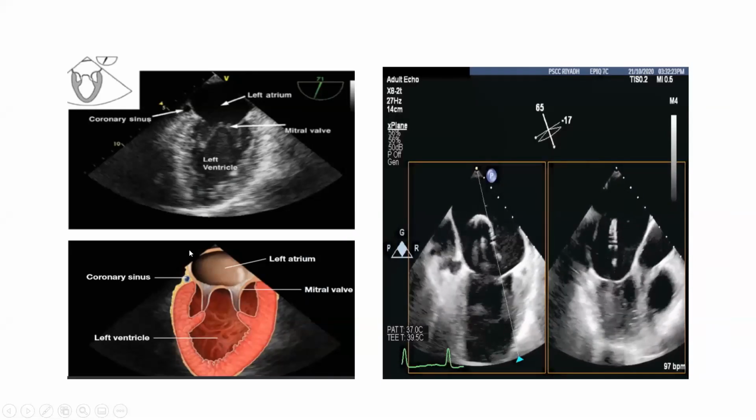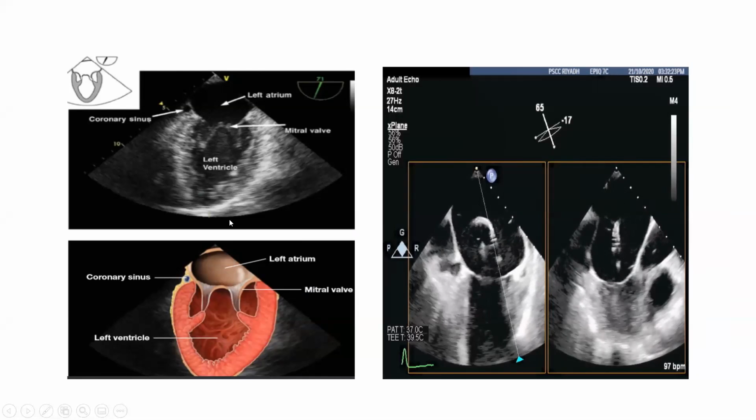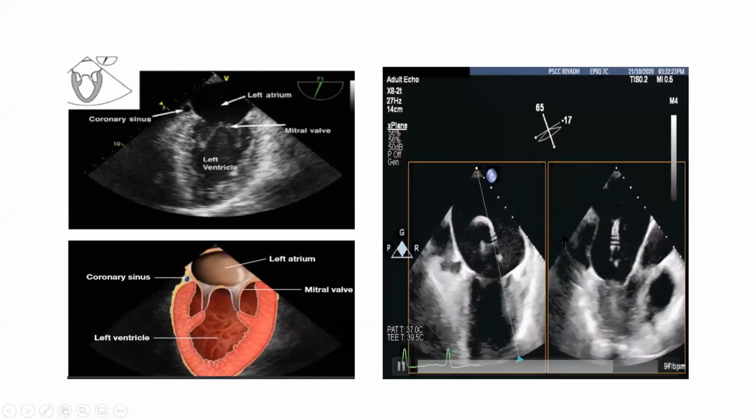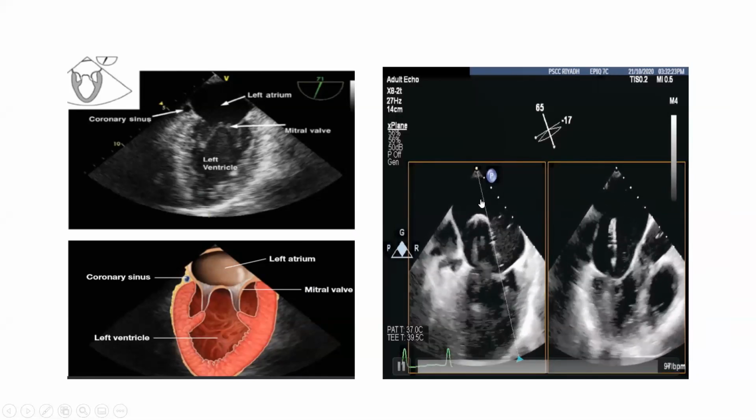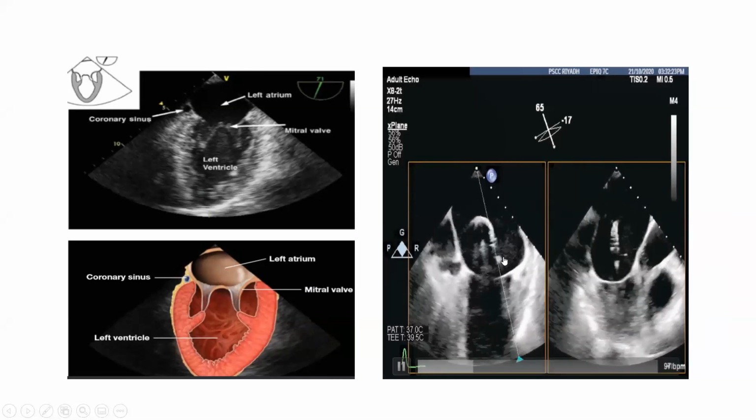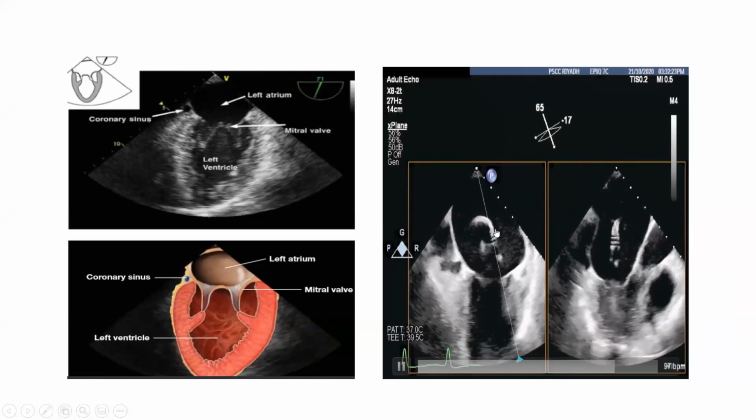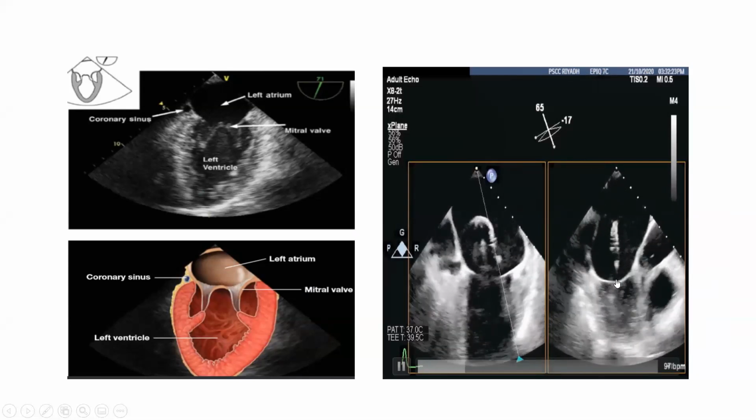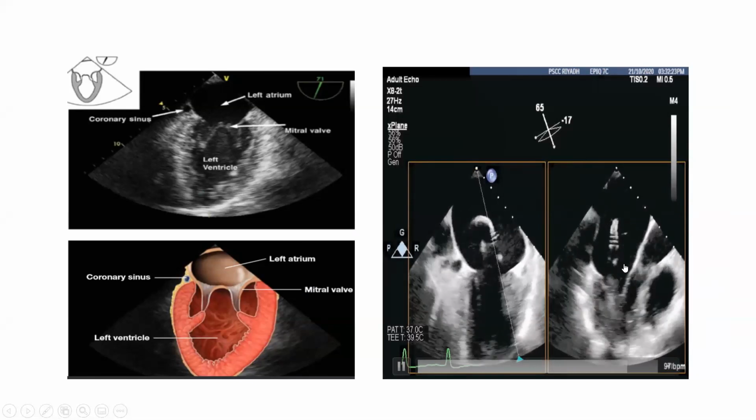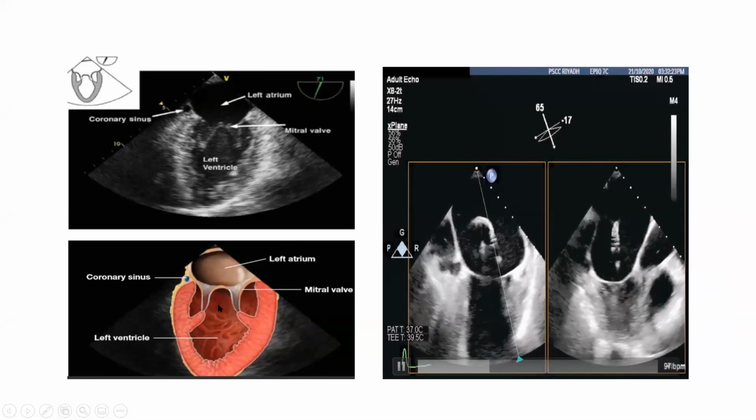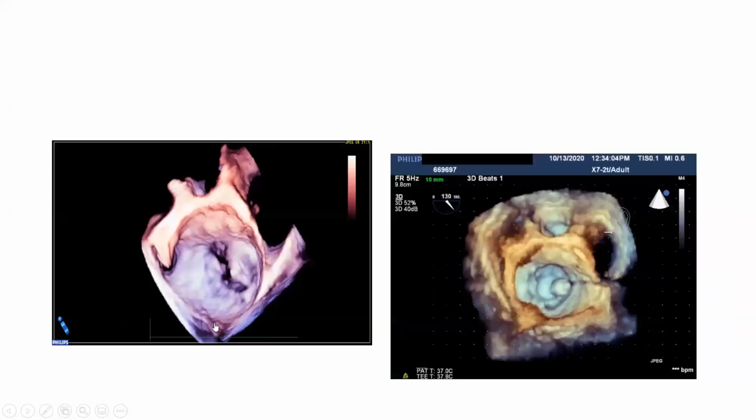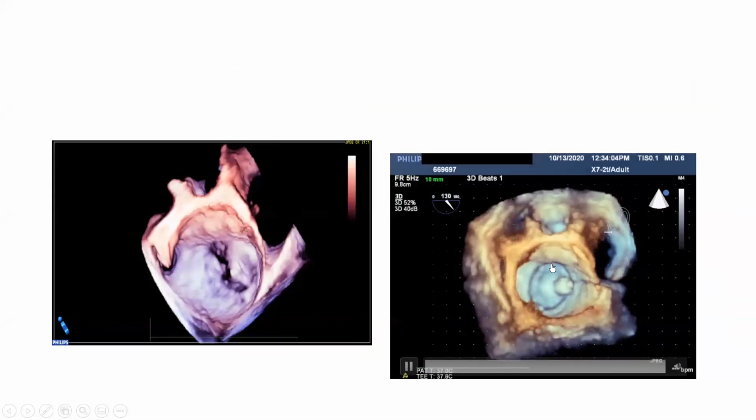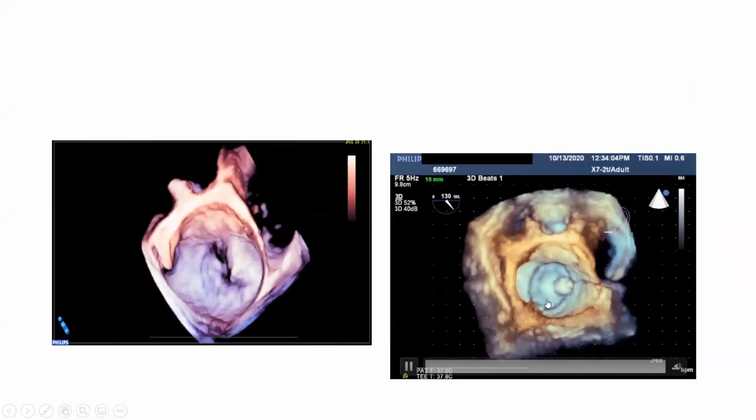And the procedure: TEE is very important in the intervention. Now this intervention is the clip. This is a commissural view. They put the plane to get the long axis view, and here they will see the clip opening, and they can capture the mitral valve. And what is the other? This is very common in Sudan. What is this? This is 3D, of course.